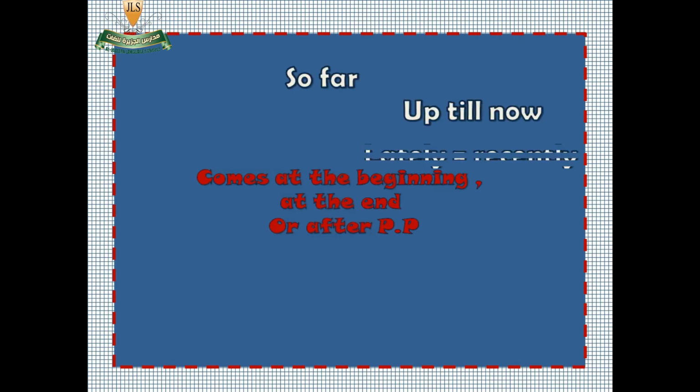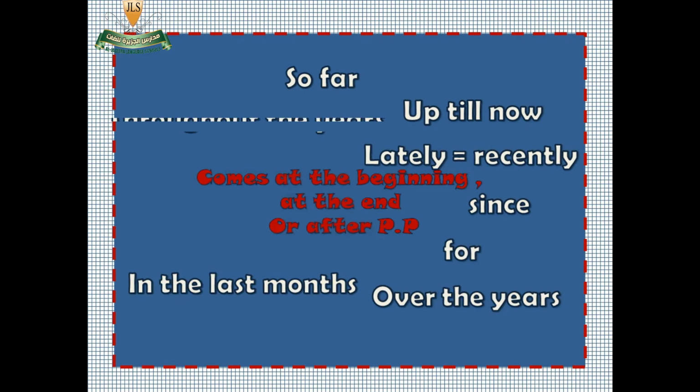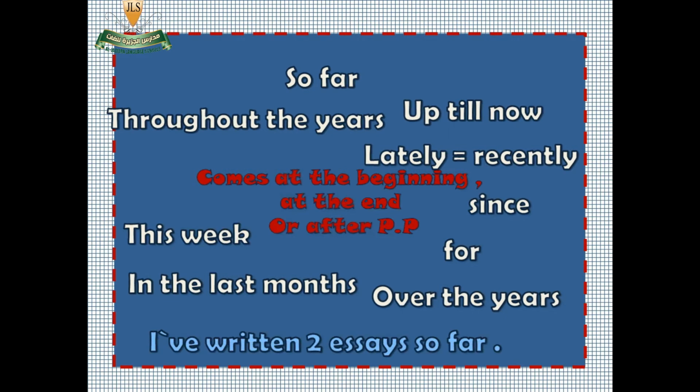So far, up to now, lately or recently, since, for, over the years, in the last month, throughout the years, this week. For example, I have written 2 essays so far. I used so far at the end. I can use it in the beginning and I can use it after the past participle. I have written so far 2 essays.